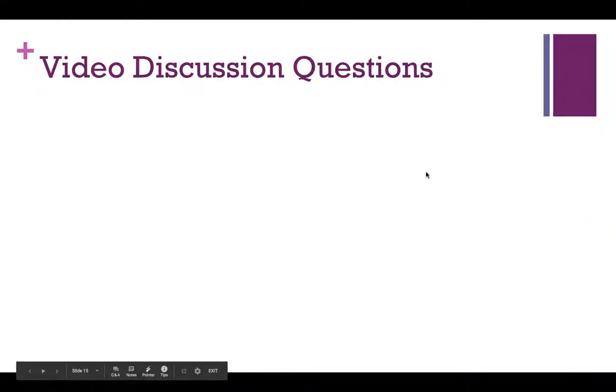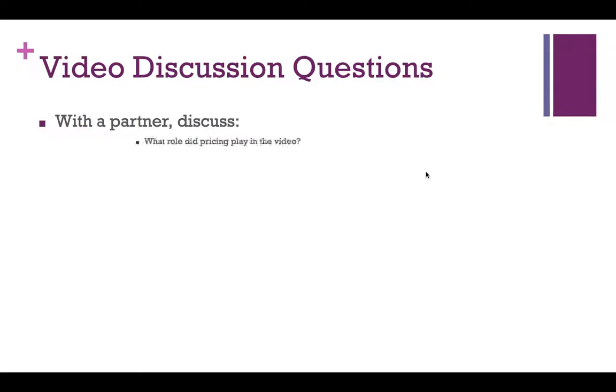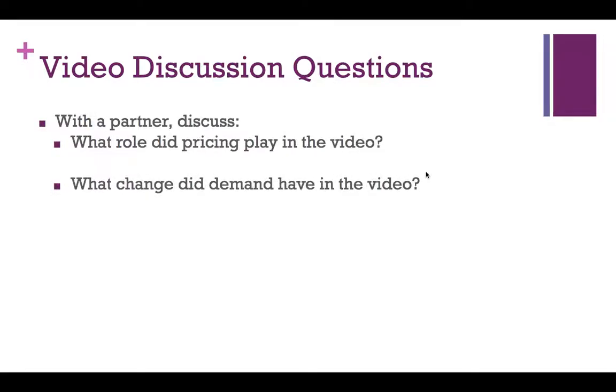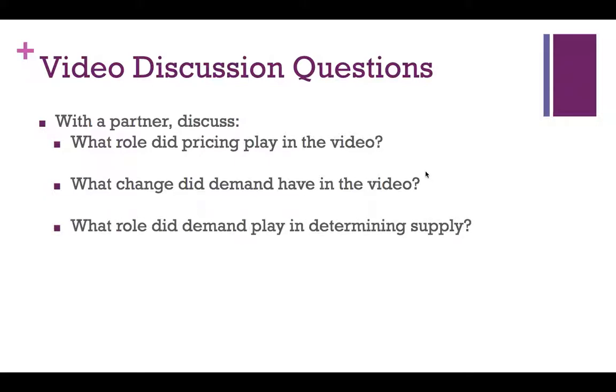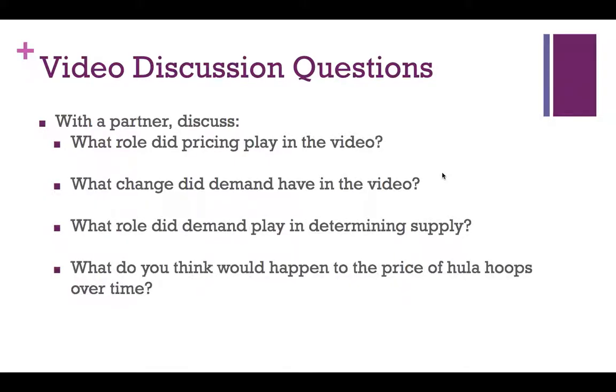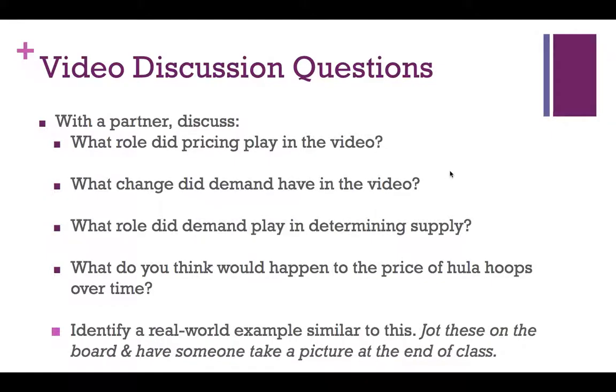All right, so now that you've seen the video, with your partner, I want you to discuss the following. What role did pricing play in the video? What change did demand have in the video? What role did demand play in determining supply? What do you think would happen to the price of hula hoops over time? And identify a real-world example similar to this.